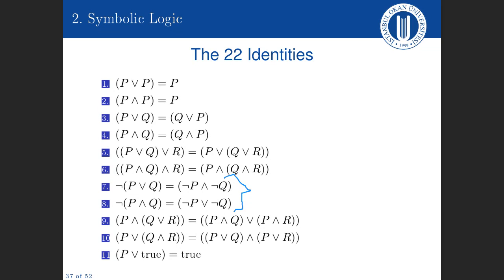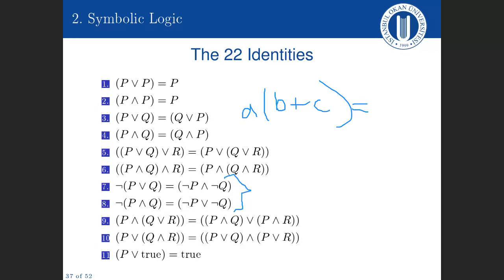Number 9, P and (Q or R) is the same as (P and Q) or (P and R). This is similar to numbers. If we had A multiplied by (B plus C), we know we can multiply that out to AB plus AC. Same idea for 9, and also the same idea for 10.